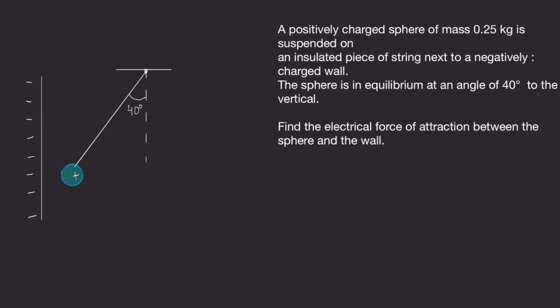Let's do another practice problem, a variation of this problem I've seen appear in multiple different forms. So we have a positively charged sphere of a certain mass, 0.25 kilograms, suspended on an insulated piece of string next to a negatively charged wall. Okay, so this means that the wall and the sphere are going to attract, meaning that the sphere will get tilted from the equilibrium position to another equilibrium position over here on the left. Find the electrical force of attraction between the sphere and the wall.